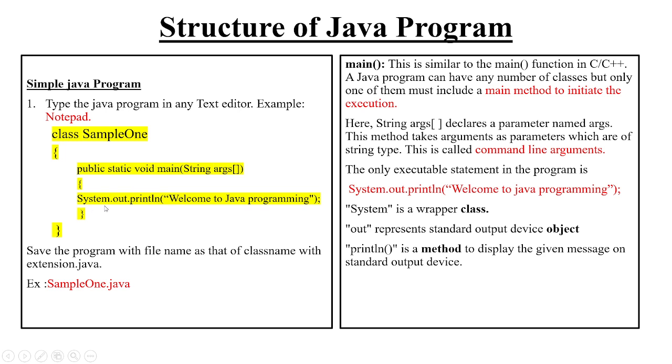And the next one is System.out.println, where System is a class name, which we call a wrapper class, and out is the standard output device object, and println is a method that belongs to this standard output device. So it prints in a new line, ln. We can use just print or println, but because we are using println, it is going to print in a new line and display the message on the standard output device. We save this particular program, which we wrote in Notepad, with the name Sample1.java.